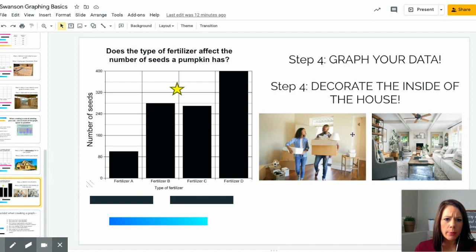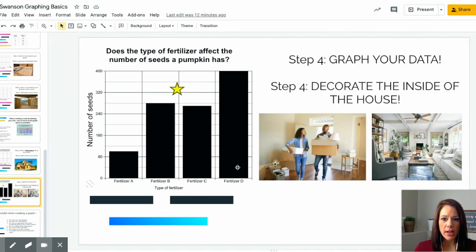Again, you're not going to be moving in a lot of stuff. You're not going to be doing a lot of decorating in your house until you have the floor done, the walls done, and the roof done, right? Same thing goes with graphing. Don't start adding your data, you guys, until you've got all these other things set in place.